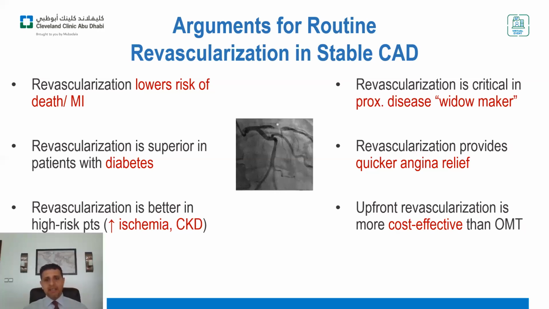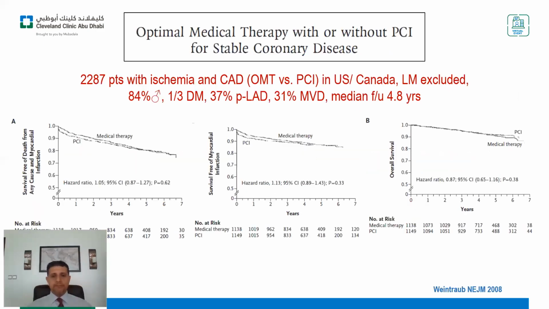Patients in high-risk subsets may derive incremental benefit from revascularization, and there is the argument that quicker relief of angina can be achieved with revascularization. What does the literature say in this regard?